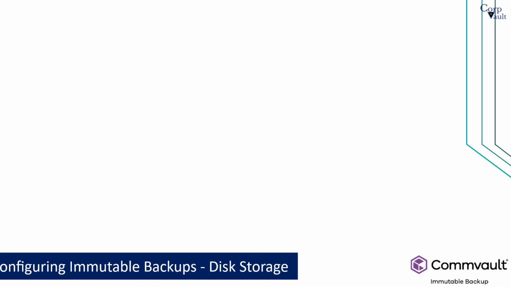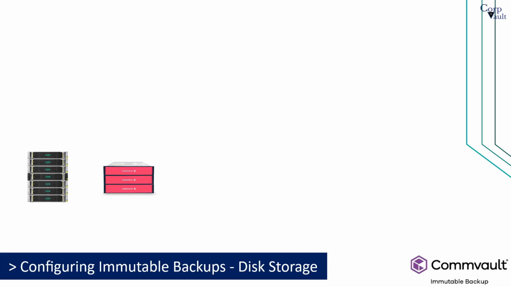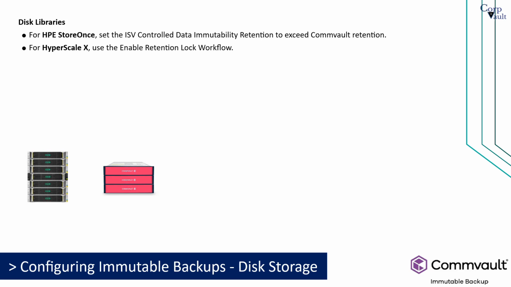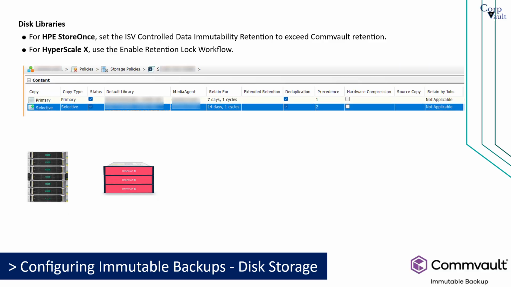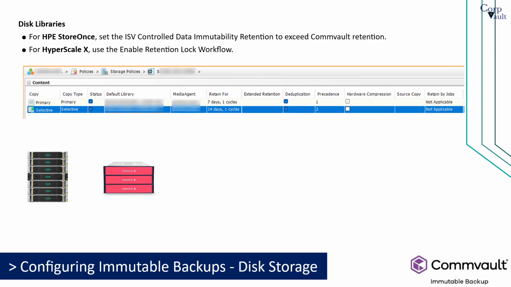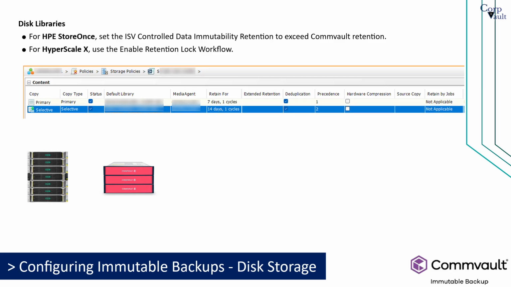In a similar way, for disk libraries, first enable immutability on the storage, for example HPE StoreOnce or HyperScale X. For HPE StoreOnce, set the ISV-controlled data immutability retention to exceed Commvault retention. For HyperScale X, use the enable retention lock workflow. Follow similar steps as cloud storage to configure WORM storage lock in Commvault for disk libraries.